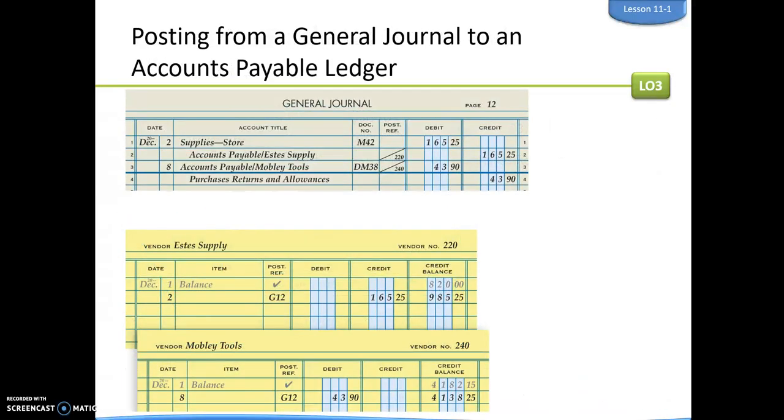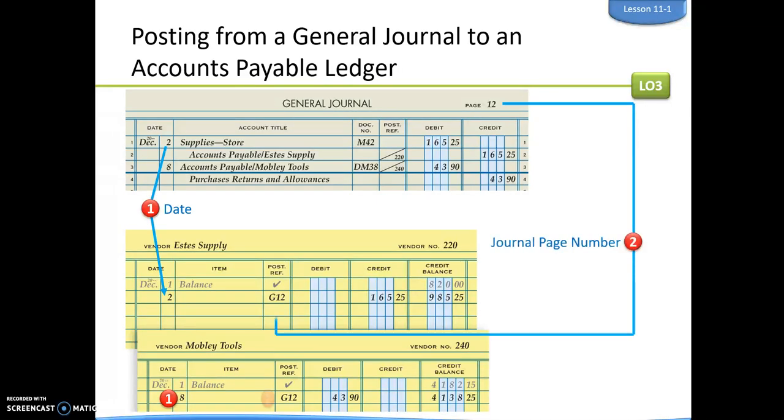Posting from a general journal to an accounts payable ledger. So first we're going to post to SD Supply and Mobley Tools. You put the date, the journal page number. This is the general journal, so it's going to be G12. And it's a credit of 165.25 for SD Supply and 4390 for Mobley Tools.